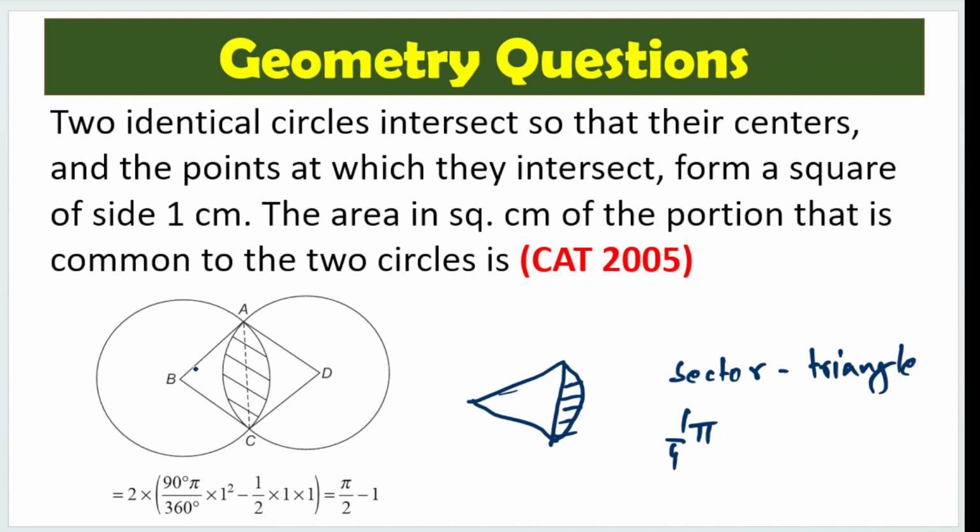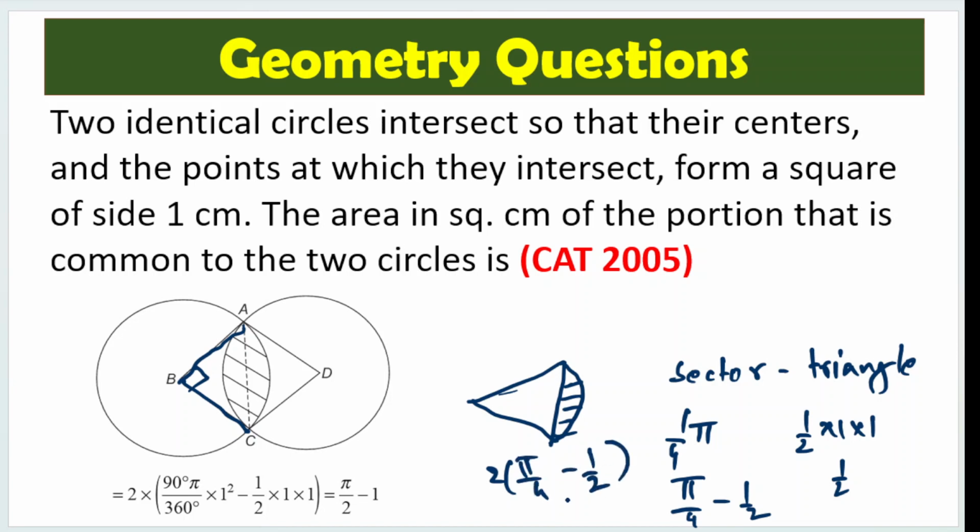This is 90 degrees. Then we can take this as base and this as height. Half into base into height, half into 1 into 1. So the area of the triangle is half. So what we want is pi by 4 minus half, which is one part of it. Now we want two parts. So 2 into pi by 4 minus half is equal to pi by 2 minus 1. That is the area.